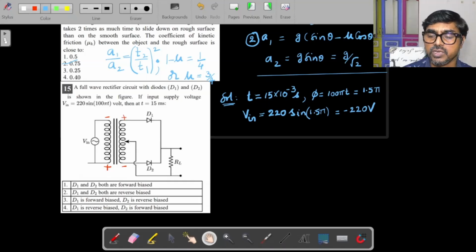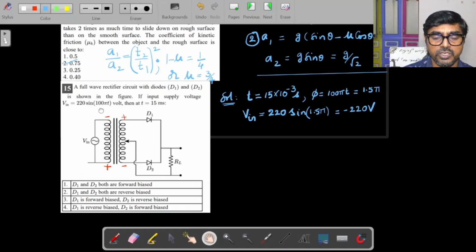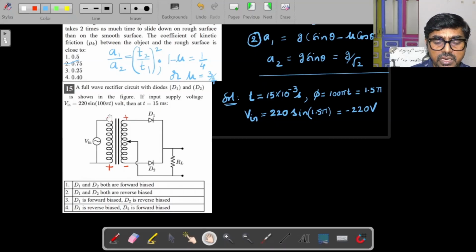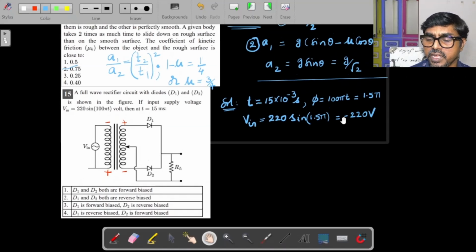T equal to 15 into 10 power minus 3 seconds. Phi equal to 100 pi t, they gave phi meaning the phase. So, you substitute t equal to 15 milliseconds, what are you going to get? So, 1.5 pi, 1.5 pi meaning pi plus pi by 2. So, if you substitute that, you will get 220 sin (pi plus pi by 2), which will give you minus sin pi by 2, that gives you minus 1. So, minus 220 volts. That means at that instant you will have a negative terminal above and a positive terminal below, because I am getting negative there.